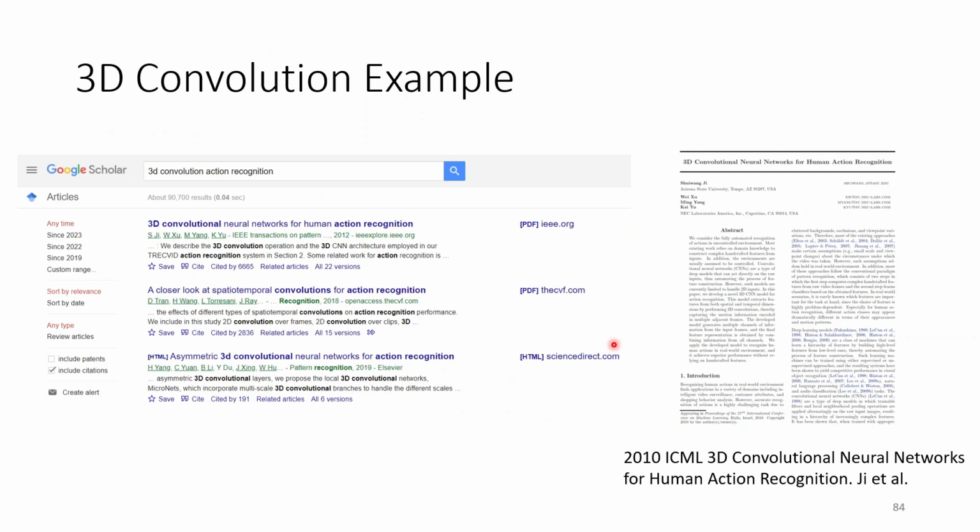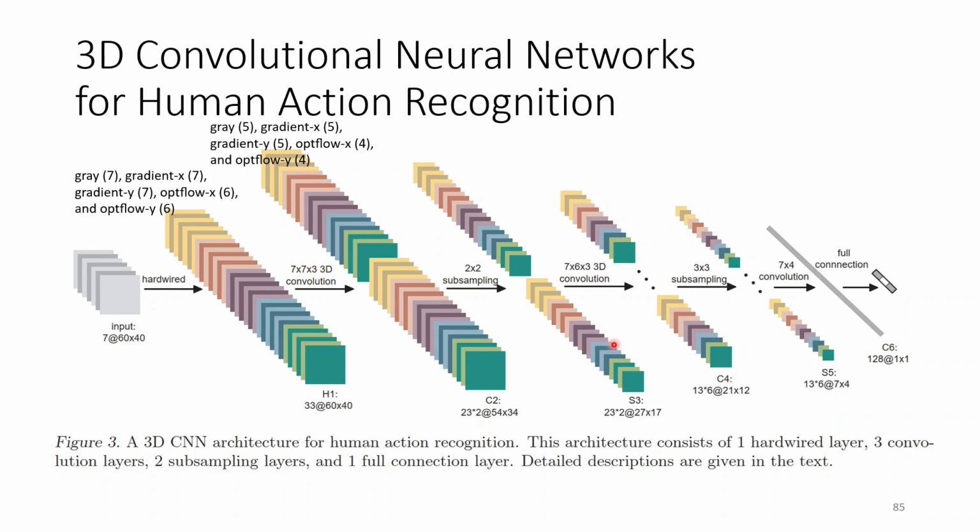And the first paper on 3-dimensional convolution was published in 2010, even earlier than the famous AlexNet, because AlexNet was published in 2012. Let's take a look at the 3-dimensional convolution network. Given an input video, there are only 7 frames, and the resolution is only 60 by 40, so it's very small.